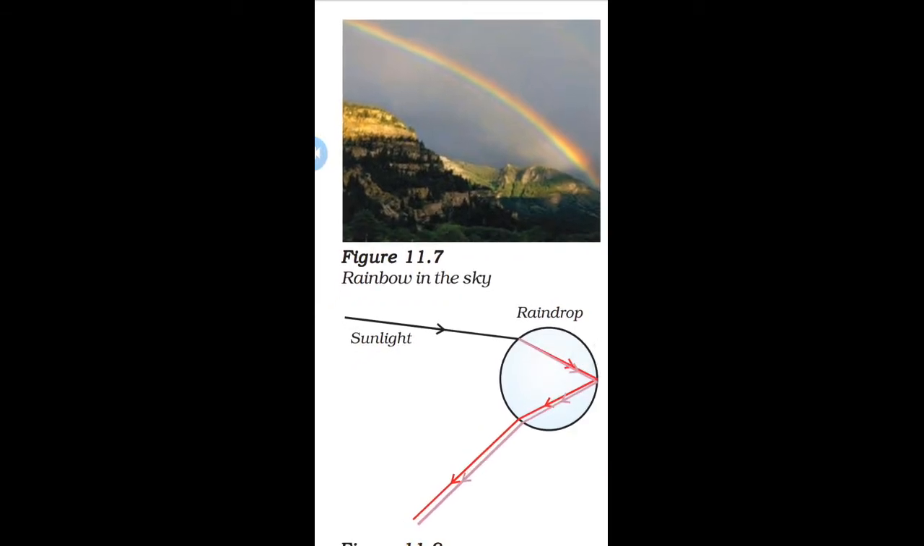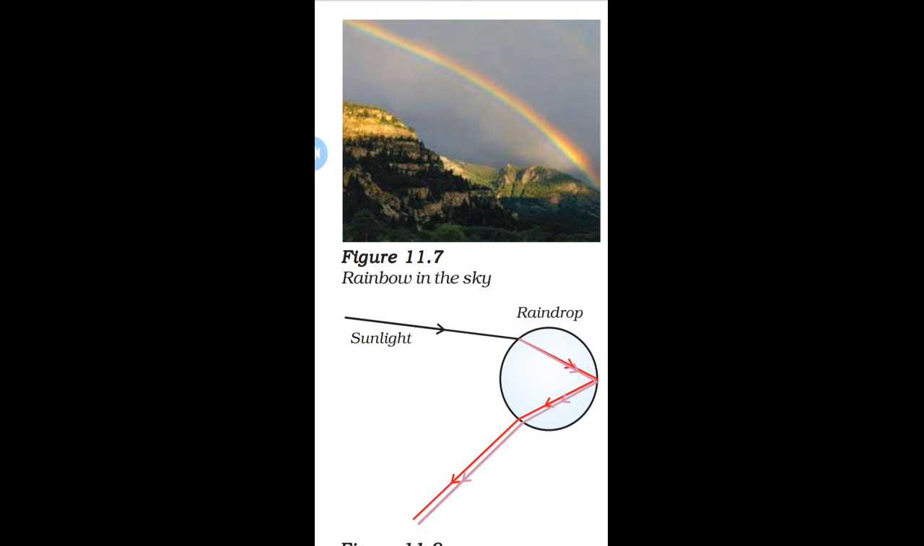Now the next question is like this: give an example of a natural spectrum, and explain the formation of a rainbow in the sky with a neat labelled diagram. So you have to observe that the rainbow is a natural spectrum appearing in the sky after a rain shower. A rainbow is caused by the dispersion of sunlight on refraction by tiny water droplets present in the atmosphere. It is always formed in the direction opposite to that of the sun. So the rainbow is seen when the sun is behind the observer.